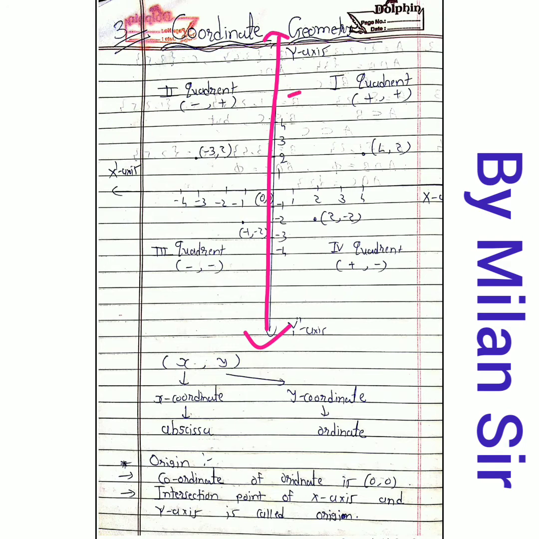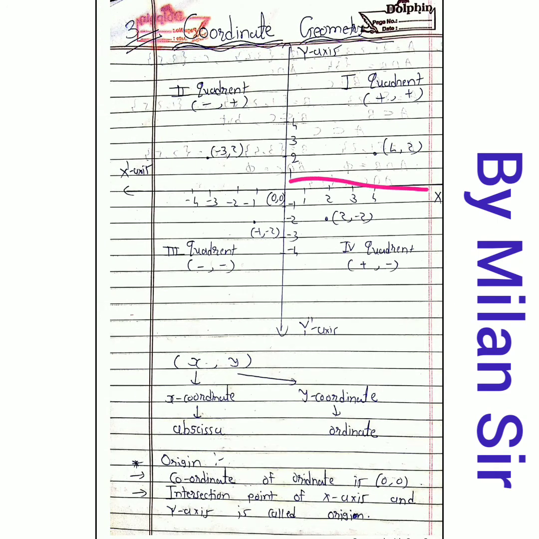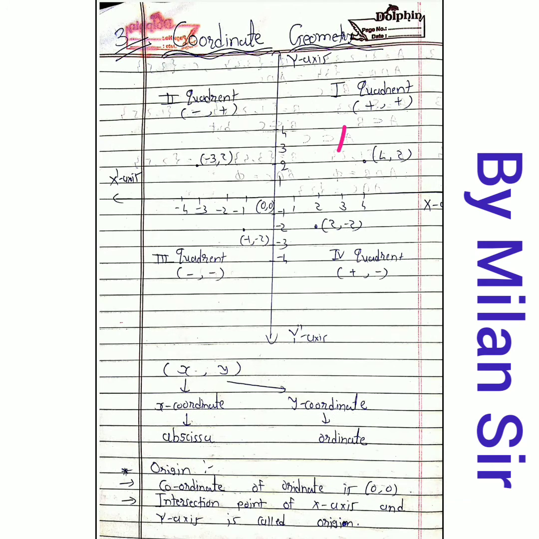In that, here positive numbers are there, that means in the upward direction it is called plus y-axis. Here negative numbers are there, it is called y dash axis, otherwise minus y-axis. So here plus x-axis, minus x-axis, plus y-axis, minus y-axis. And these four parts are called quadrants: first quadrant, second quadrant, third quadrant and fourth quadrant.